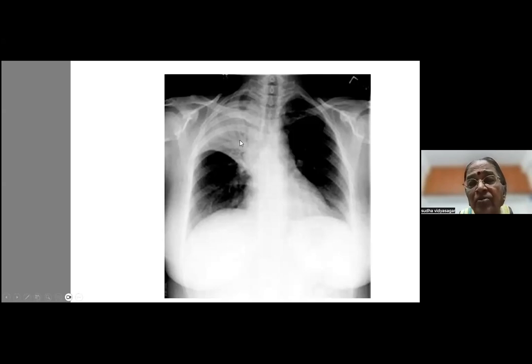And rarely you see such a beautiful air bronchogram. Air bronchogram is a sine qua non of consolidation, but it doesn't happen in everybody. It happens only in a few people that you see the air bronchogram, but once you see it, there's no differential. It's a consolidation.